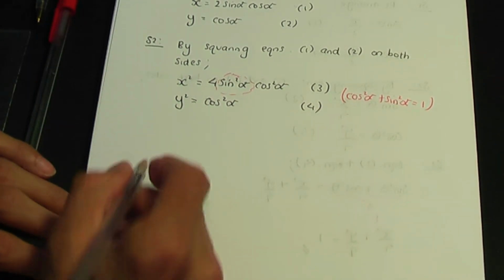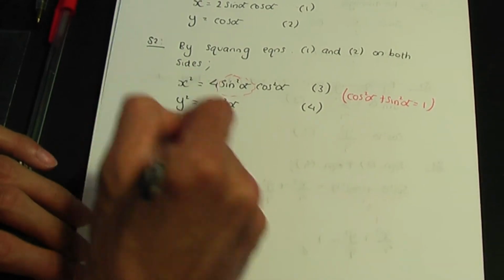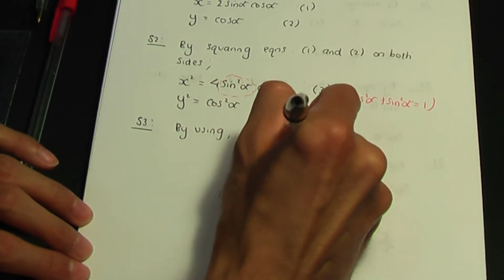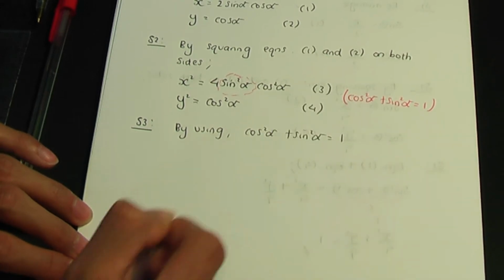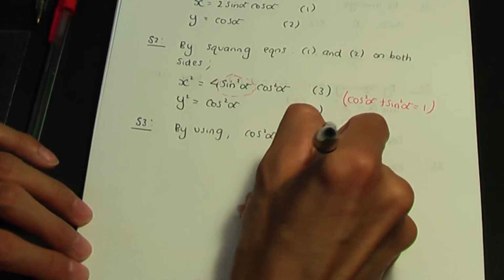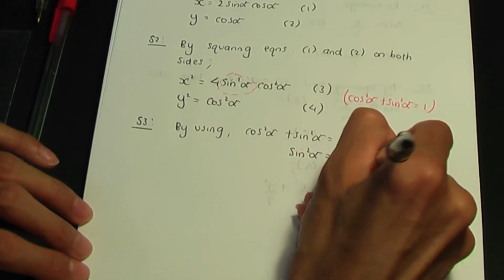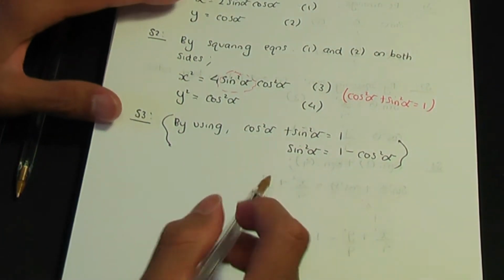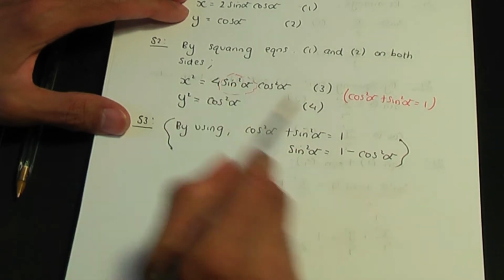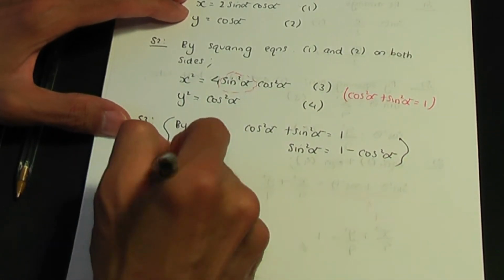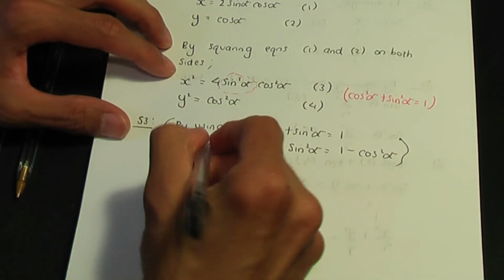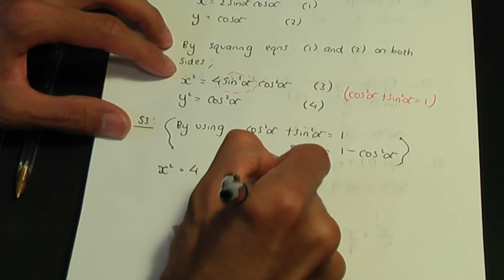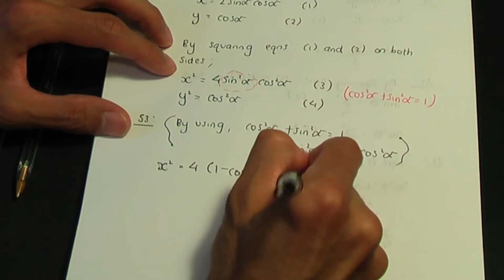In my next step, our identity is cos squared alpha plus sine squared alpha is equal to 1. And if we rearrange for sine squared alpha, we have sine squared alpha is 1 minus cos squared alpha. Further to that, if I replace the sine squared alpha by 1 minus cos squared alpha, we're going to have x squared equal to 4 sine squared alpha, which is 1 minus cos squared alpha, into another cos squared alpha.